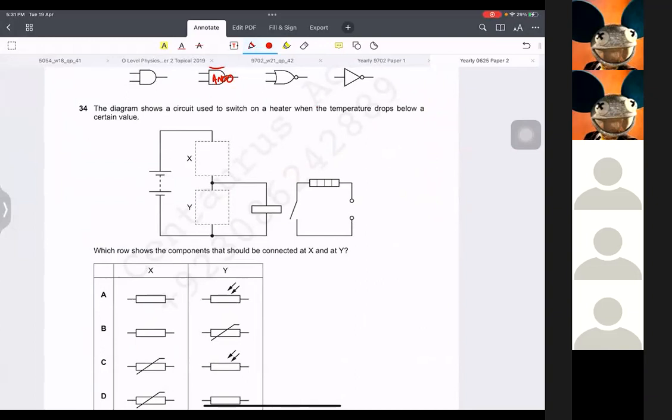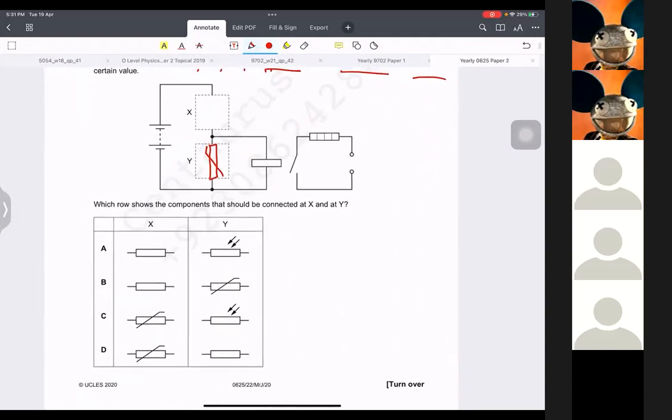This diagram shows a circuit used to switch on a heater when the temperature drops. If the temperature drops, the resistance is going to be more, which means that component will receive more voltage. So this should actually be a thermistor, 100% a thermistor, because if the temperature drops, the resistance increases, the voltage will increase, and this electromagnet will pull this switch. No, wait, that's wrong. This should be the thermistor.